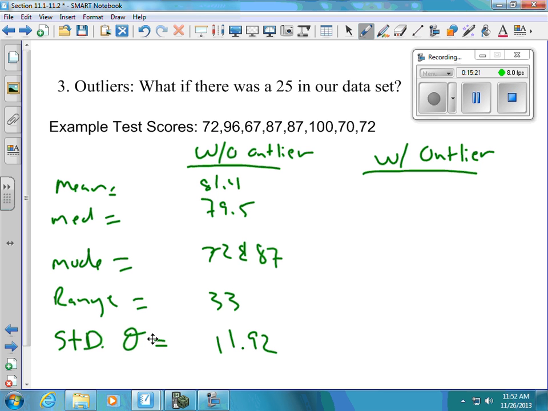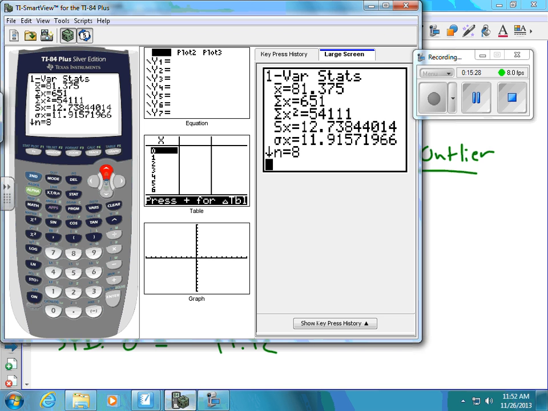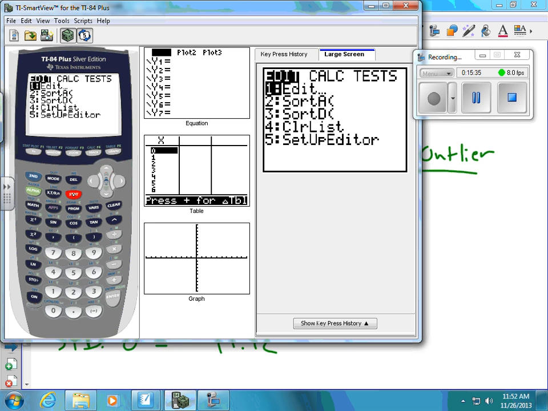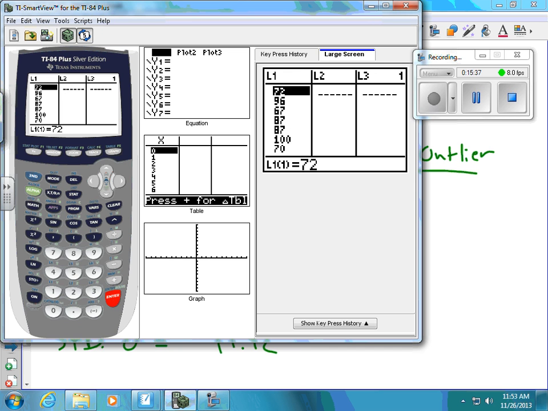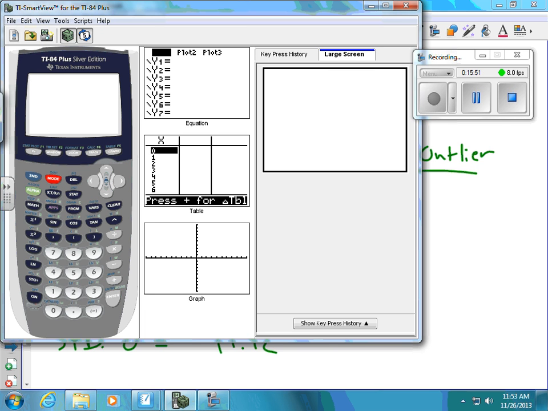If I'm going to put 25, so we bombed the last test in the study, let's say they got a 25 on it. So I'm going to go back through my steps, and I'm going to hit Stat. I'm going to go to Edit, and it doesn't matter where I put it, I'm going to put it at number 9 at the bottom of our list, the 9th spot. We're going to put a 25. So now we have a 9th data value. Now we're going to get out of here. We're going to hit second mode, or second quit.